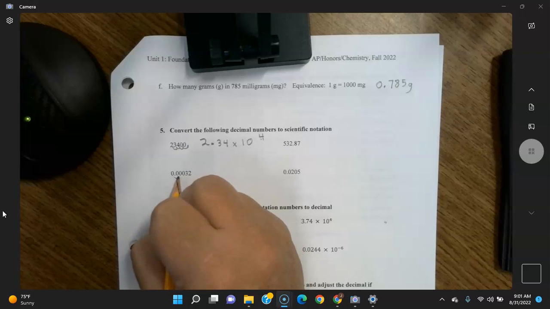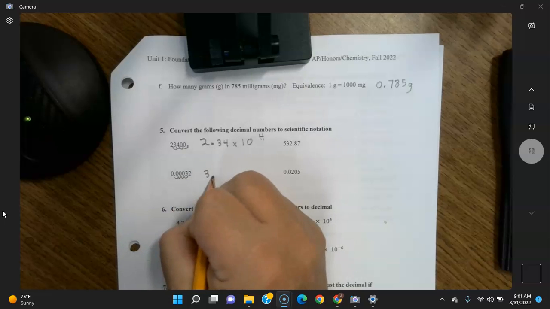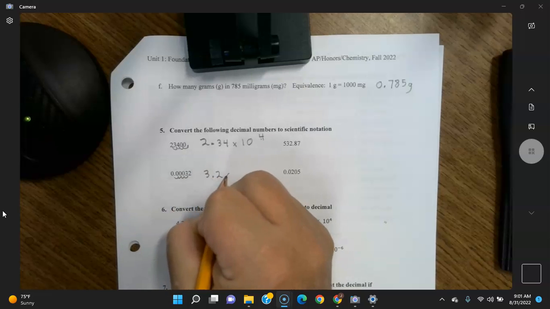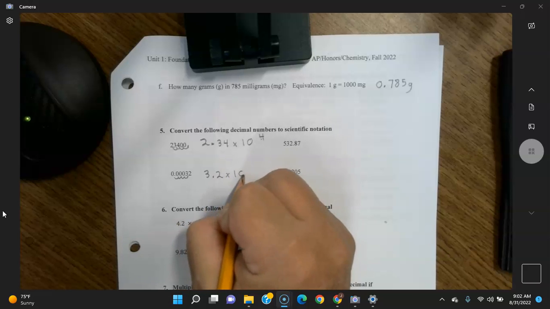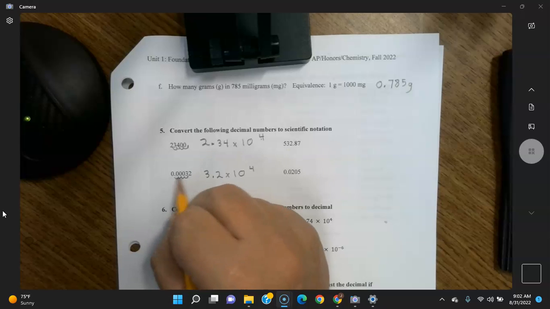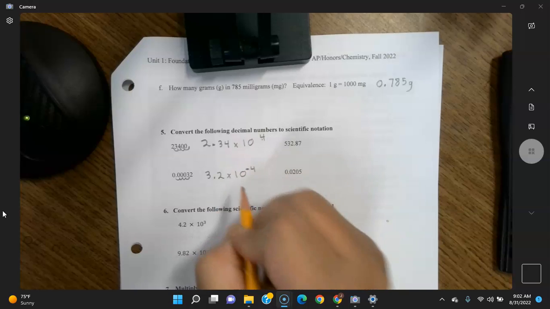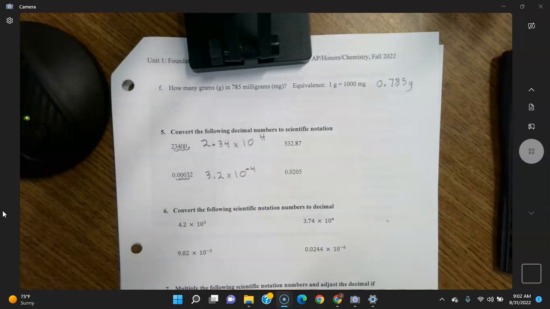So you move it 1, 2, 3, 4, and you get 3.2 times 10, and you moved it 4 places. But now you ask, is that number bigger than 1 or smaller than 1? And that's clearly a number smaller than 1, so it's going to be a negative 4. It doesn't make it a negative number. It makes it a positive number between 0 and 1. In other words, a decimal number.